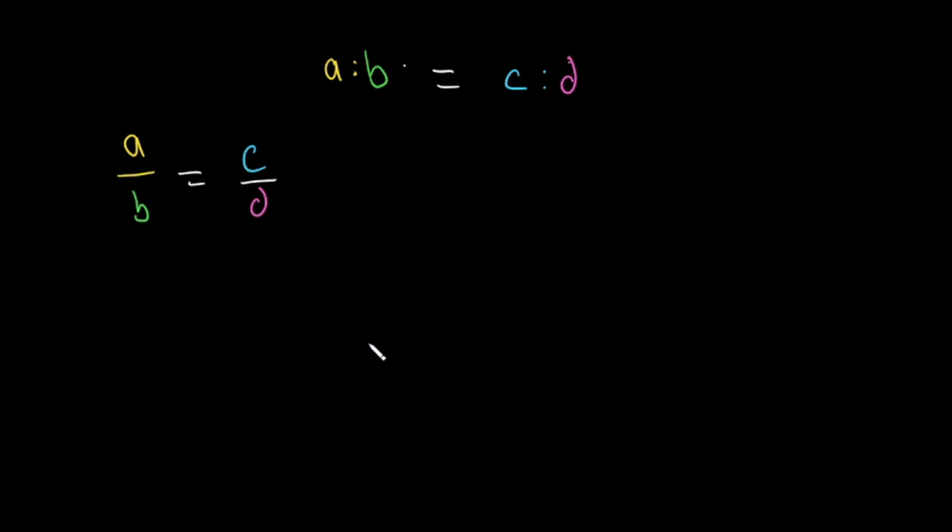There's going to be a lot of color switching, so just get ready for that. So is there any other way we could write this? Well, let's cross multiply. And if we cross multiply, we will get A times D is going to be equal to B times C. And now let's divide both sides by CD.